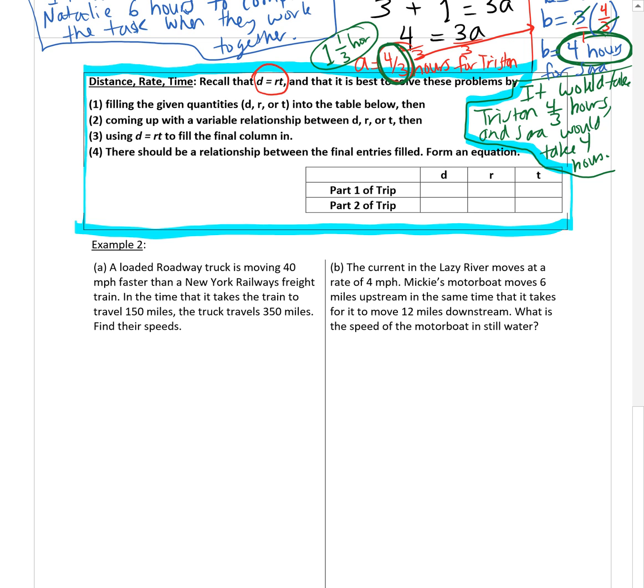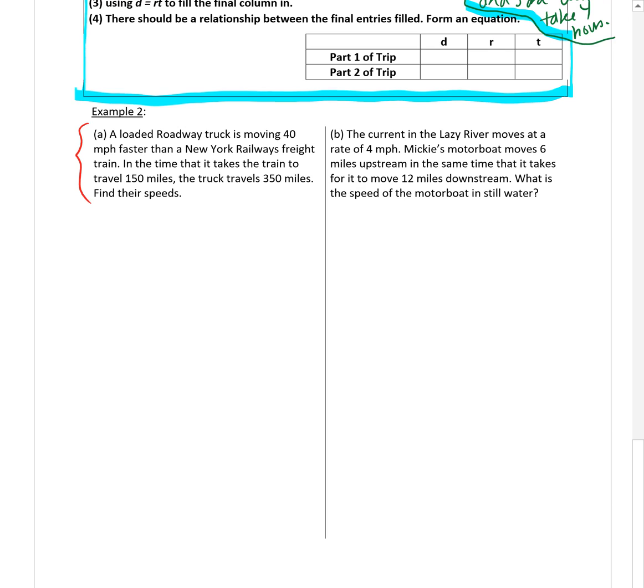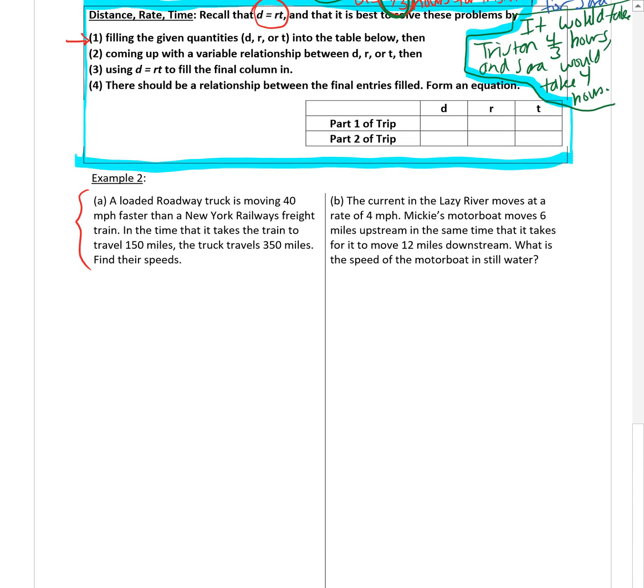First step is you're going to fill in the given quantities D, R, or T into the table. Because if you remember, in every example, they either give you both distances outright, or both rates outright, or both times outright. They're just given to you, no questions asked. I would fill those in right away. So that's step 1. And then step 2, now that you've filled those in, there should be one of the remaining things, both distances, both rates, or both times, where you know a relationship between them.